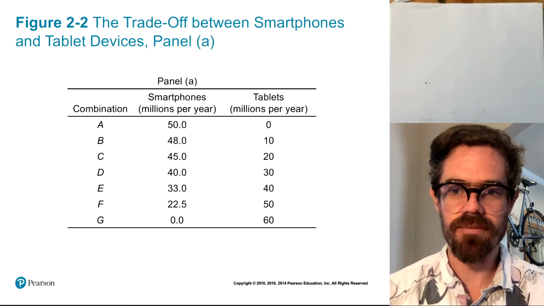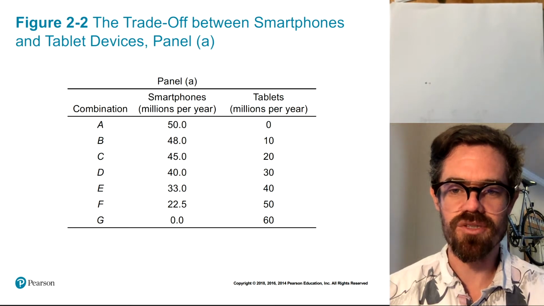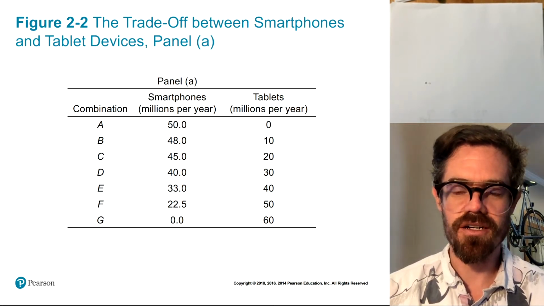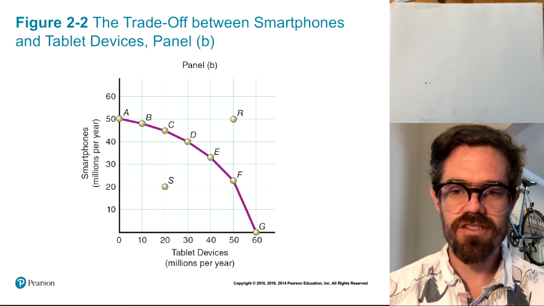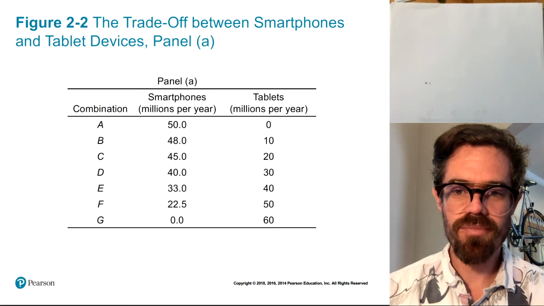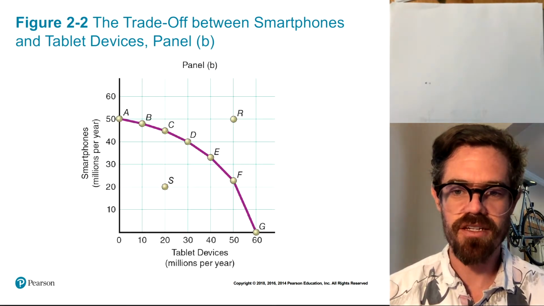Similar outcome. And then as we move down the table, we see that if we want to get more tablets, it comes at the cost of smartphones. We have to give up smartphones in order to get more tablets. So that's what we see here in this table. Now, if we were to graph this table, plot each of these different combinations on a graph, and then connect the points with lines, we would have this curve here.